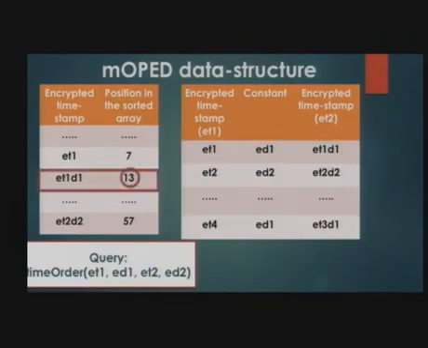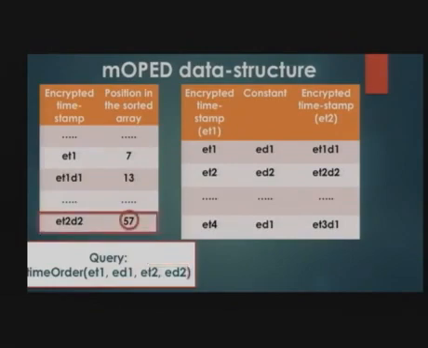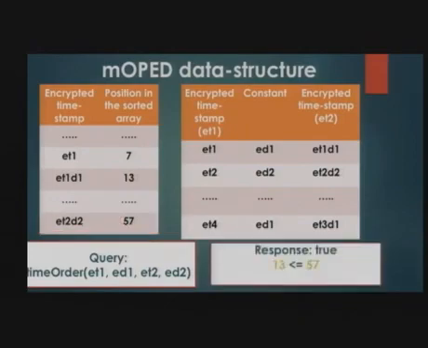Now I use that as the key to look in the left data structure, and we get the position 13. That means in the sorted array, it's in position 13. I do the same for ET2 and ED2 and get the position 57. Now that 13 is less than or equal to 57, I can safely say that my response to this query is true. Any questions? This can be a little tricky. The tricky part is the first part, the data structure on the left.